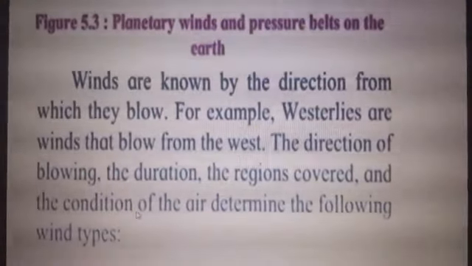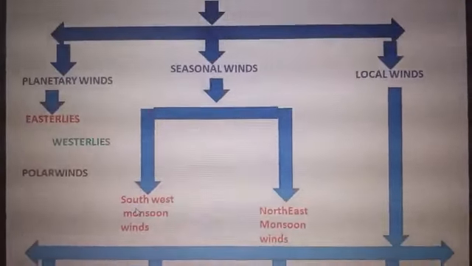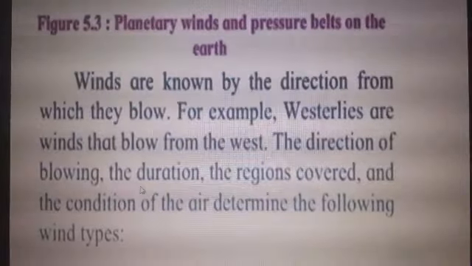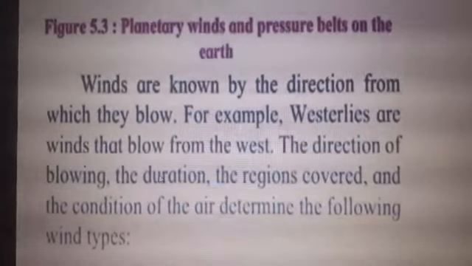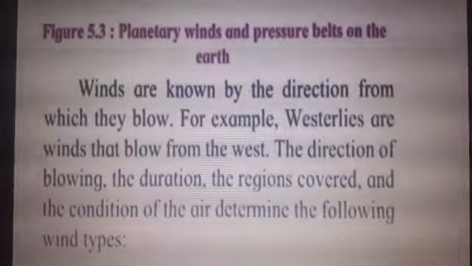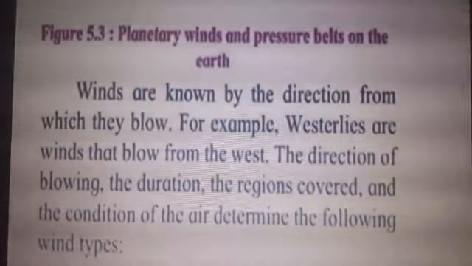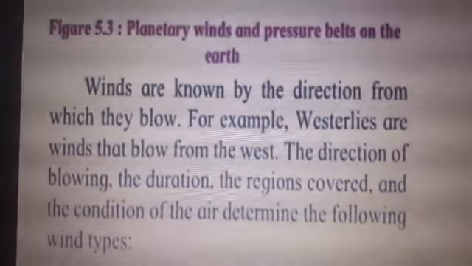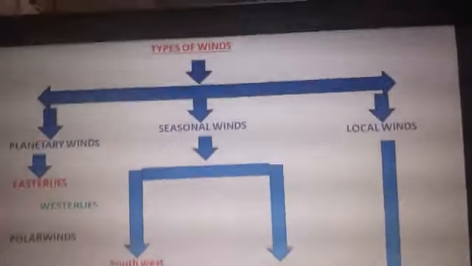So it is clear children, winds are known by the direction from which they blow. For example, I told westerlies are winds that are blowing from the west, easterlies from the east, polar winds from the polar region. So we are going to see now the next, that is the types of winds.